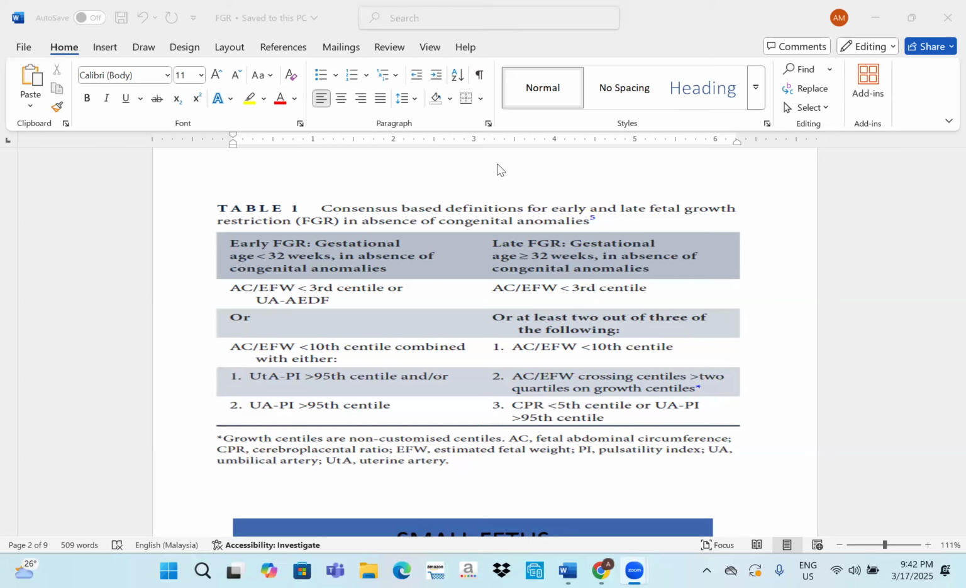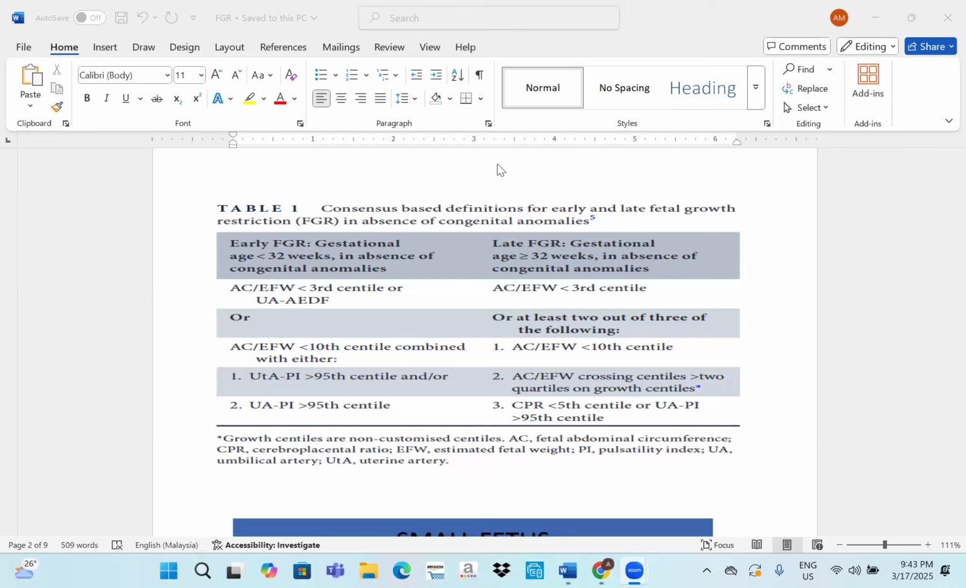Let me explain again to you. Usually this ratio is 1, 1:1. But when there is a brain sparing effect, meaning there is an FGR fetus, the blood supply to the brain is more. So some changes occur in the cerebral blood flow circulation, and the middle cerebral artery pulsatility index reduces. When it reduces, it means that the resistance is reduced and there is more blood flow to the brain as compared to the rest of the body. Is it clear?